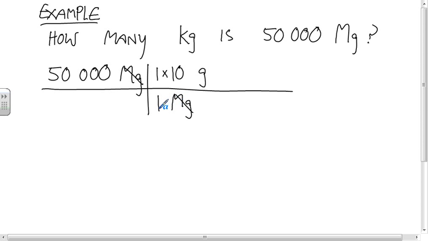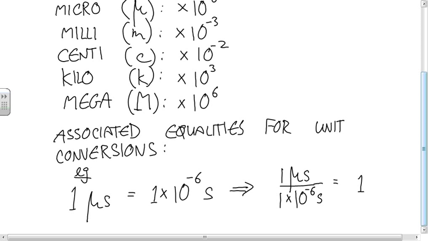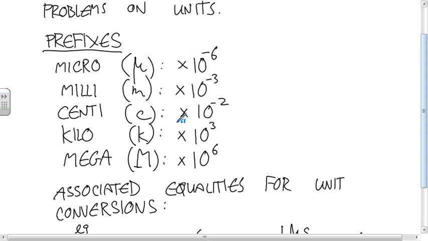A megagram is times 10 to the positive 6. So this should be a positive 6. Sorry about that, but all you're doing is using these relationships. Mega is times 10 to the 6.